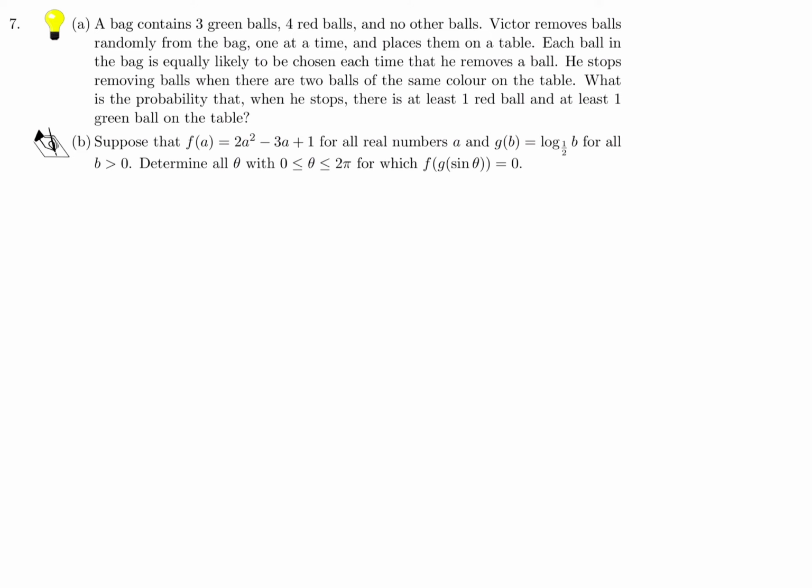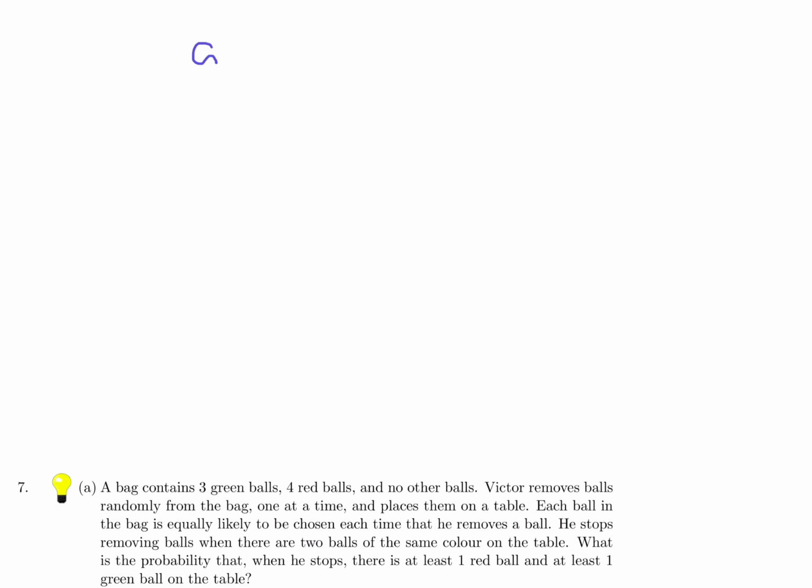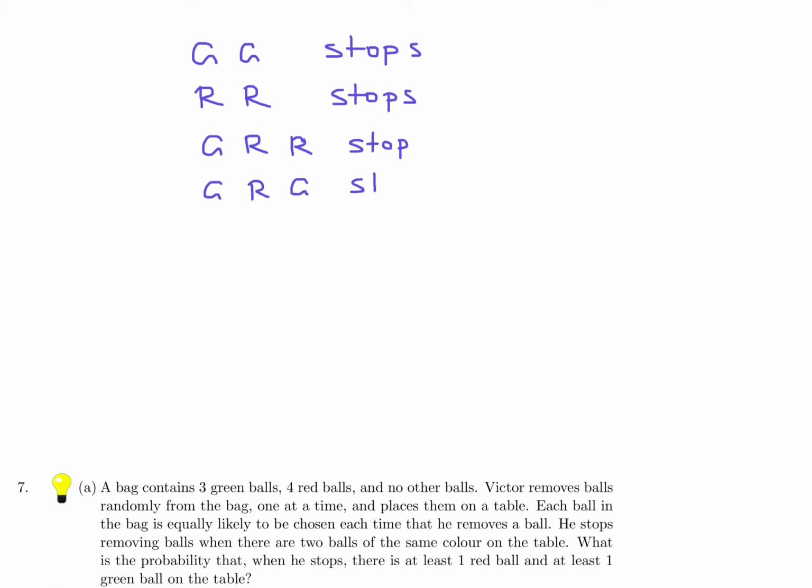Our scenarios are a green ball, and then a green ball, and then he stops because he has 2 of the same color. A red ball, and then he stops. Or we can have a green ball, and then a red ball, and then a red ball, and he would stop. Or a green ball, and then a red ball, and a green ball, and then he would stop. And similarly, you can start off with a red, and then get 2 G's. Or you can start off with a red and get a G and then a red. So either of these scenarios would result in stopping.